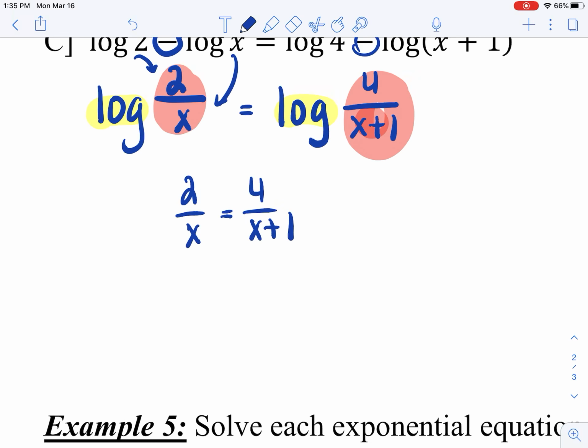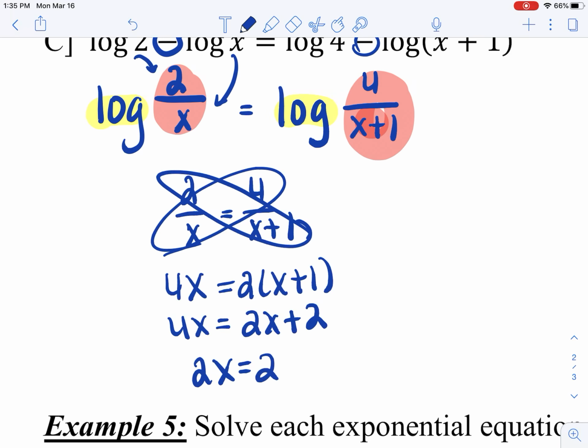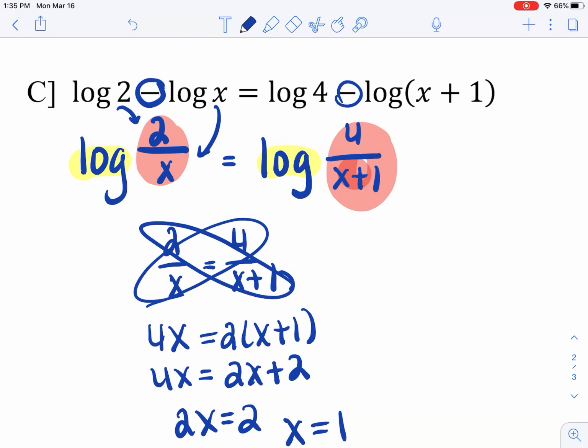This is a proportion. The easiest way to solve a proportion is to cross multiply. 4 times x is 4x. 2 times x plus 1. 4x equals 2x plus 2. Subtract 2x from both sides. X equals 1. Before I box my answer, I'm going to go back and check.